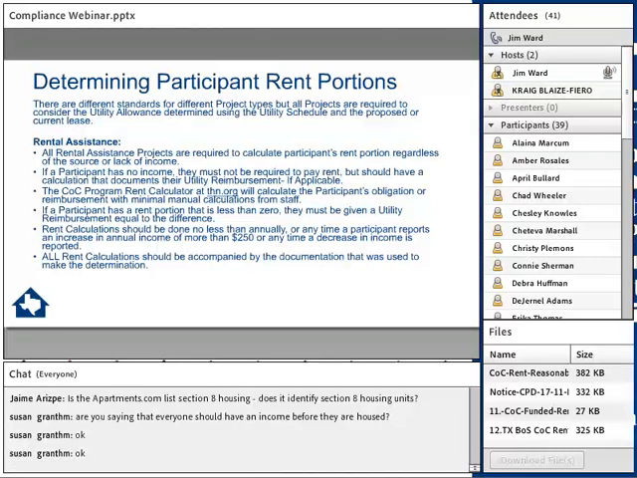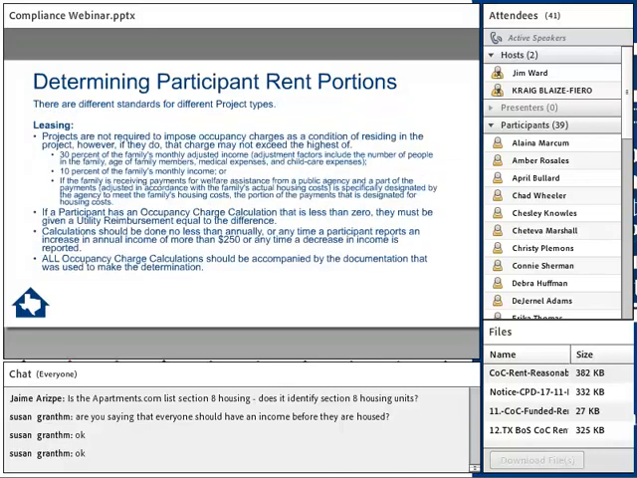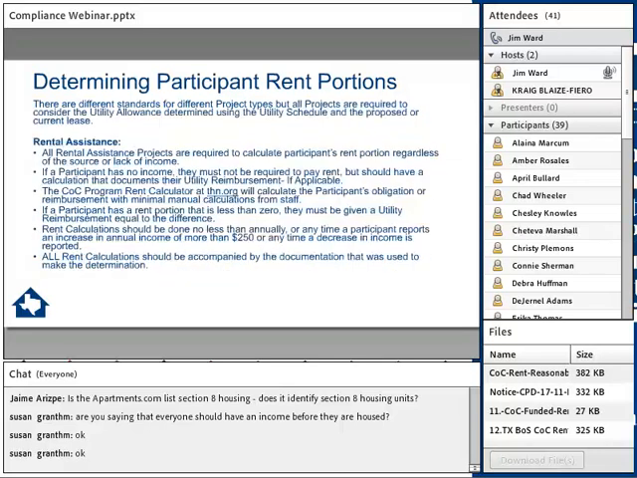And additionally, a rent calculation should be accompanied by documentation to make that determination. So if they have 0 income, it should be accompanied by a 0 income certification. If they have SSI, it should be accompanied by a current SSI award letter, et cetera. That's for rental assistance, both rapid rehousing and permanent supportive housing projects.